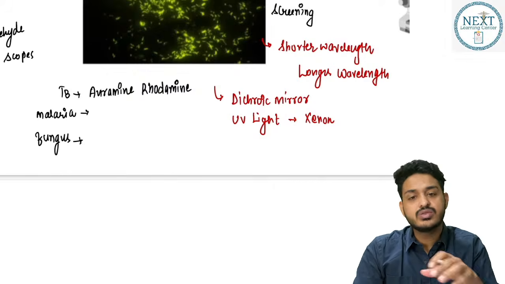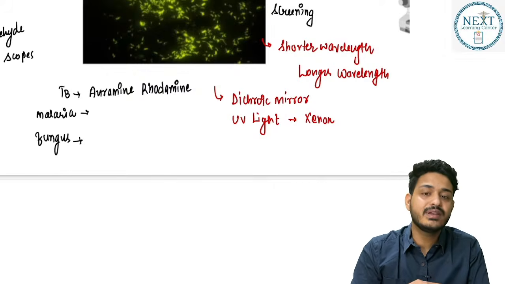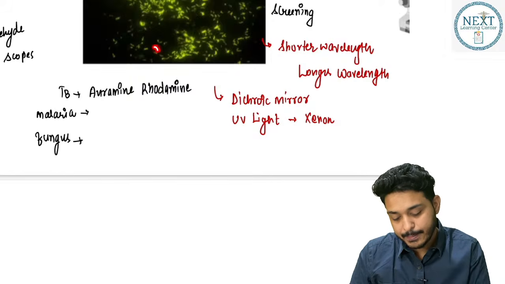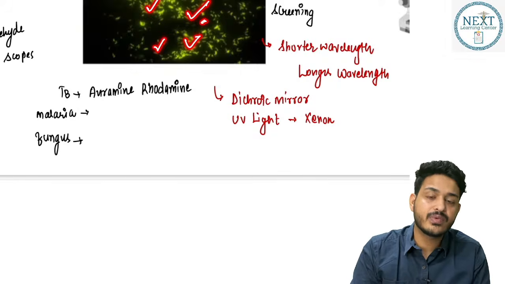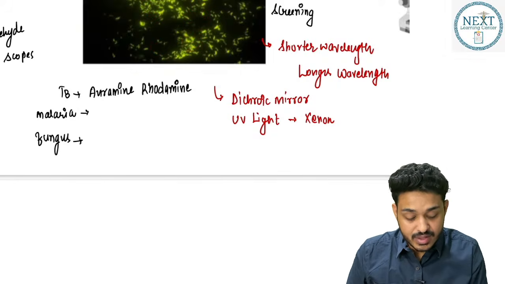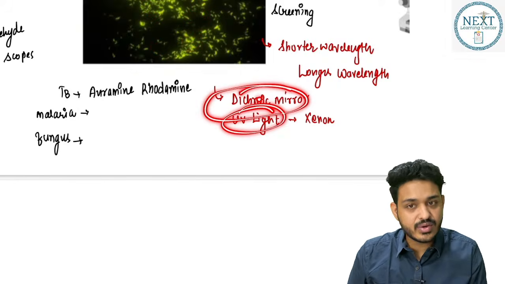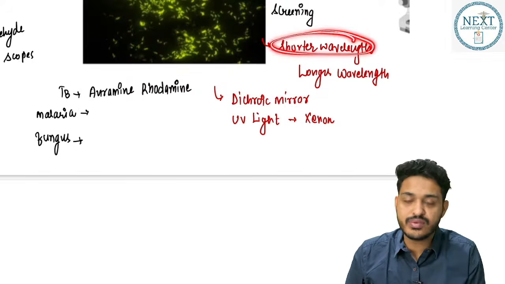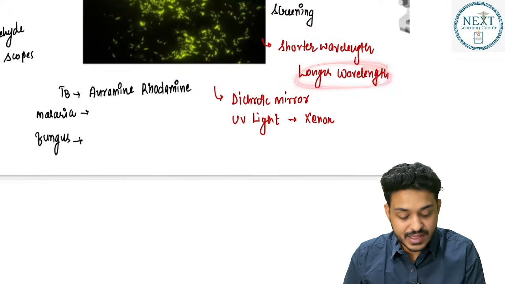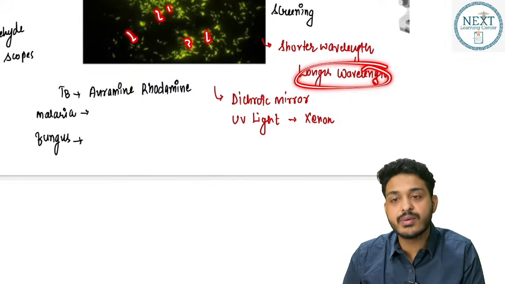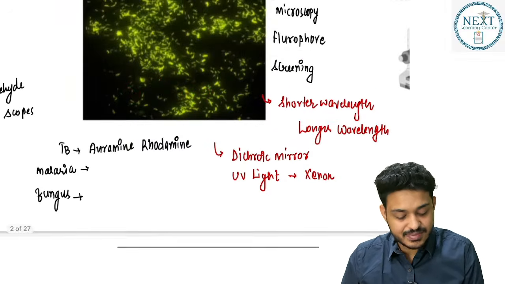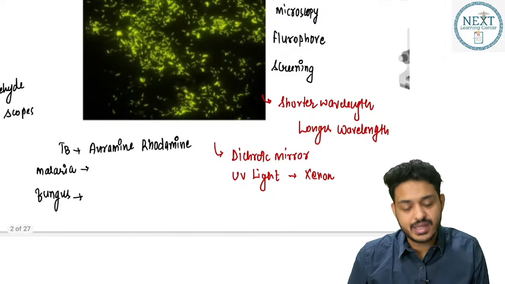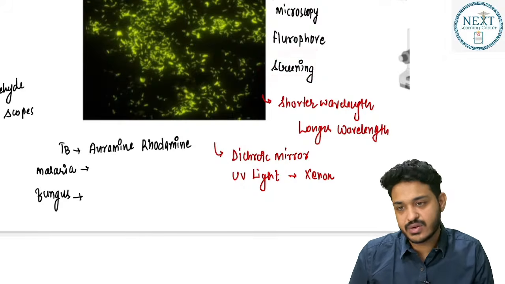Fluorophore chemical. So what will happen? If the sample is going to have these organisms present, what will happen? Automatically, because of this UV light and this dichroic mirror, the light of shorter wavelength will convert into longer wavelength, and these organisms are going to appear shiny to you. This is how you can appreciate that this person might be having TB. This is what we use for screening purposes.